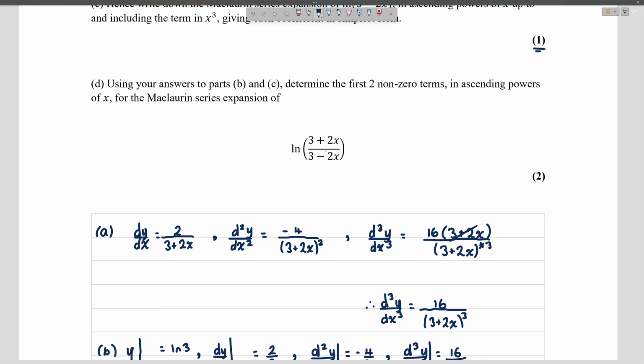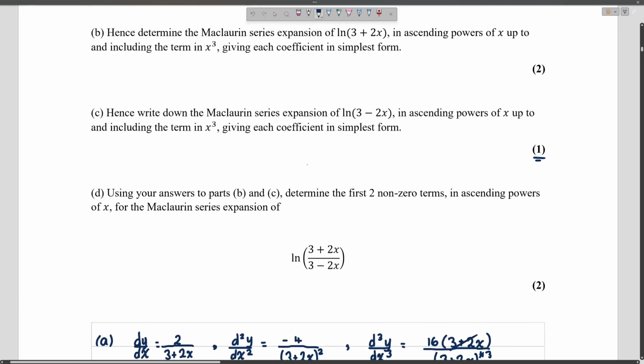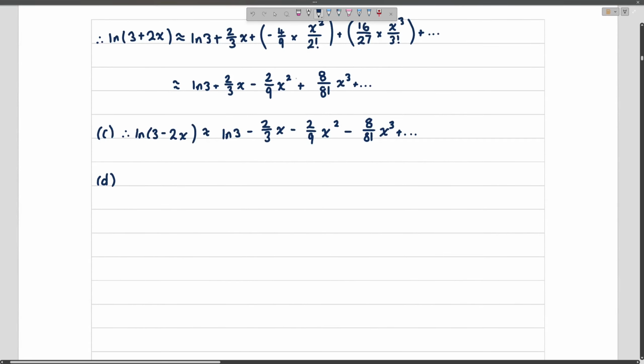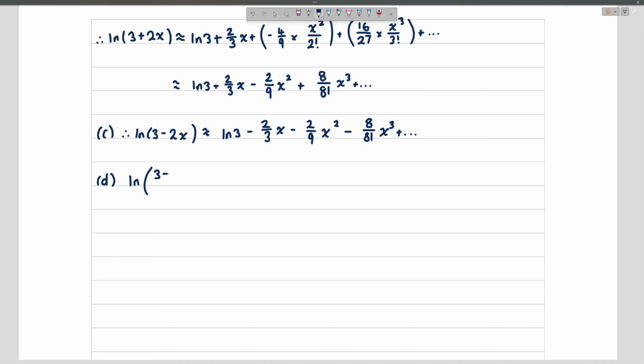Just notice here what we've got is 3 plus 2x, which is what we had in part B, right? Ln of 3 plus 2x. And in part C, we had ln of 3 minus 2x. So if I scroll down here for part D, I've got ln of 3 plus 2x over 3 minus 2x. Now, by the laws of logarithms, we can write this as ln of 3 plus 2x minus ln of 3 minus 2x.